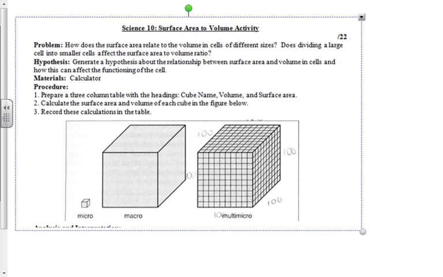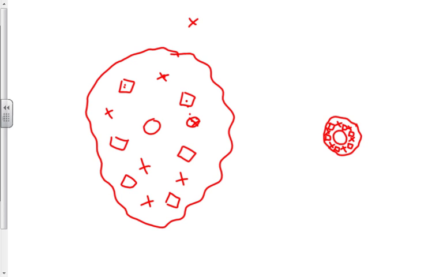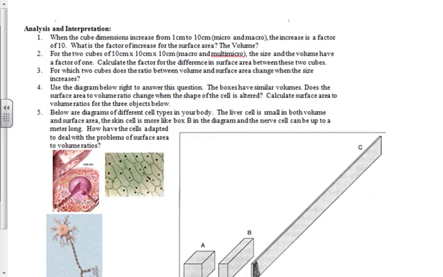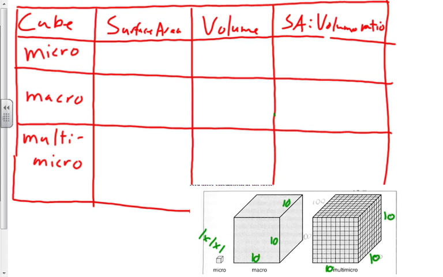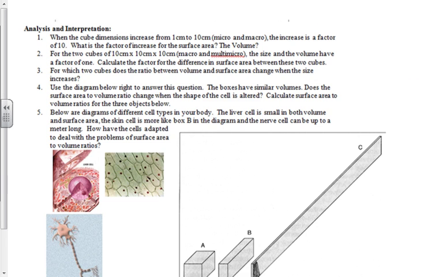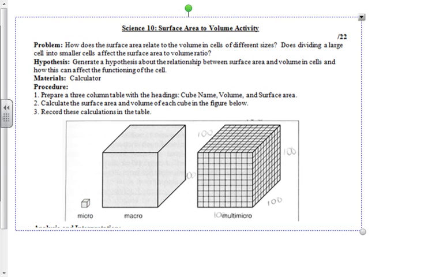Now, the procedure is as follows. You need a 3-column table that looks like the one I had up here just a minute ago. This one. So you're going to have the cube names, micro, macro, multi-micro, your surface area, volume, and surface area to volume ratio. I'll put that back up in a minute here.